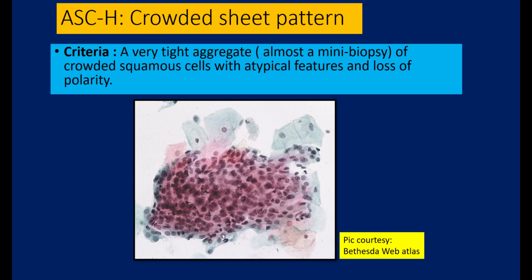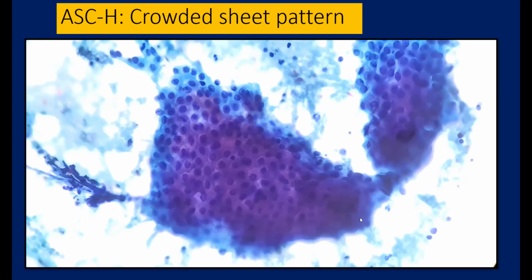As you know, we are going to see that high-grade cells can also show a crowded sheet pattern. So not exactly certain, and so we decide to just leave it as ASC-H and not call it high-grade cell. This picture is a representative picture of ASC-H crowded sheet pattern from the Bethesda Web Atlas, and the next one is from one of the cases which I have come across during the course of routine reporting.